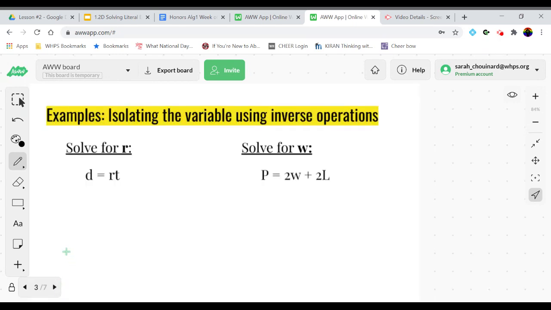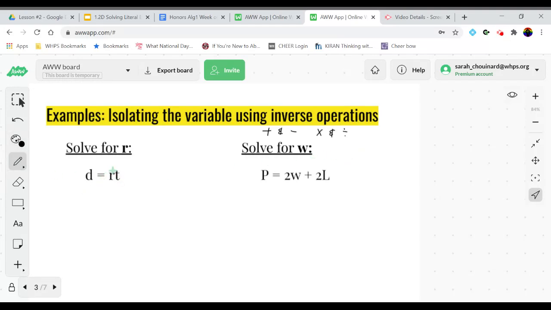So let's do a couple examples. These first ones are going to be on the easier side. Here we're trying to isolate the variable by using inverse operations. So inverse operations are just things like addition and subtraction and multiplication and division. That's going to be pretty much what we're using here.